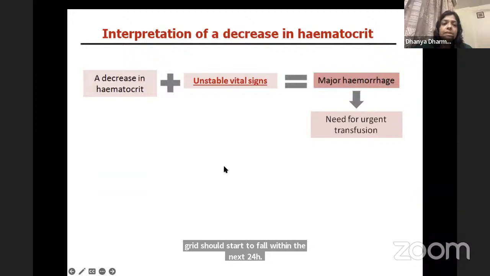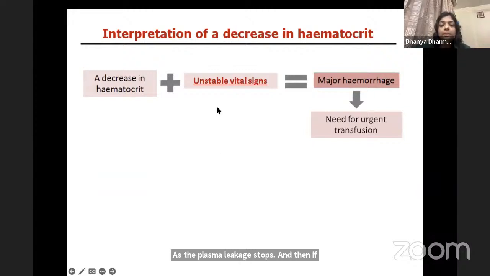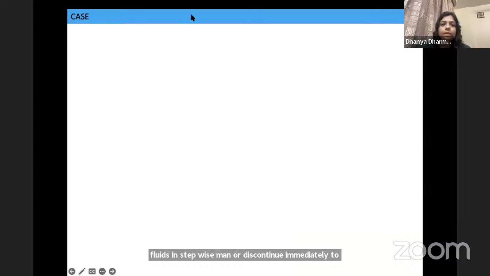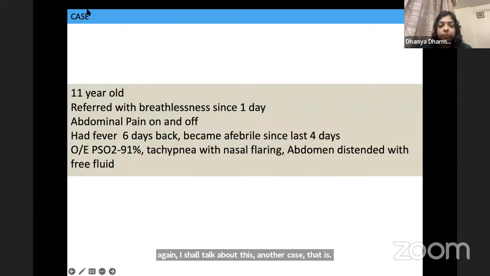And then if the hematocrit is low and the child is hemodynamically unstable, definitely one must rule out major hemorrhage, because the child would need urgent blood transfusion. And if there is a decrease in hematocrit, but the child again is stable, then it could be because of hemodilution and reabsorption of extravascular fluids. And then this indicates that you need to reduce the IV fluids in a stepwise manner, or discontinue immediately, to avoid pulmonary edema.